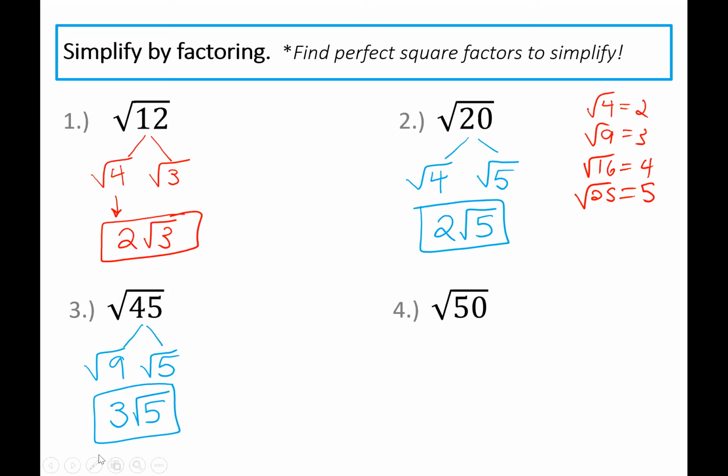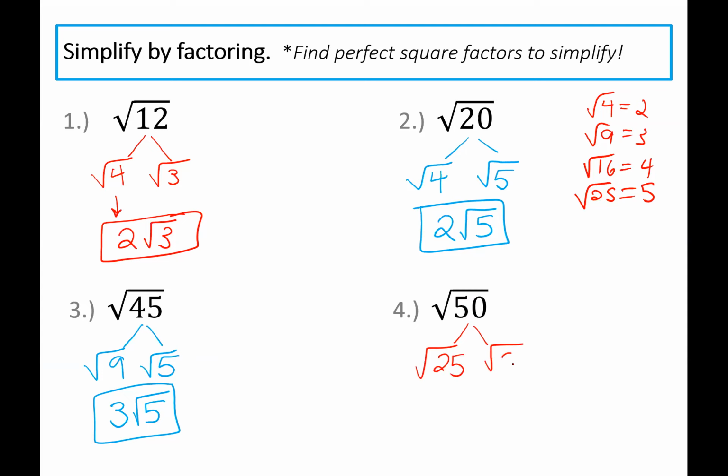Okay, there's one more on this slide here. So the square root of 50 is our next one. Okay, so going through my list, 4 doesn't go into 50. 9 doesn't go into 50. 16 also doesn't go into 50, but 25 does. So the square root of 50, let's break it down, this time using 25. So 25 times 2 is 50. So we can split this apart.